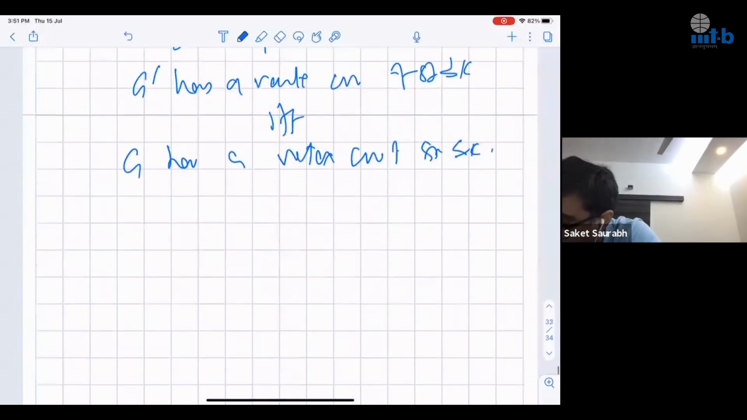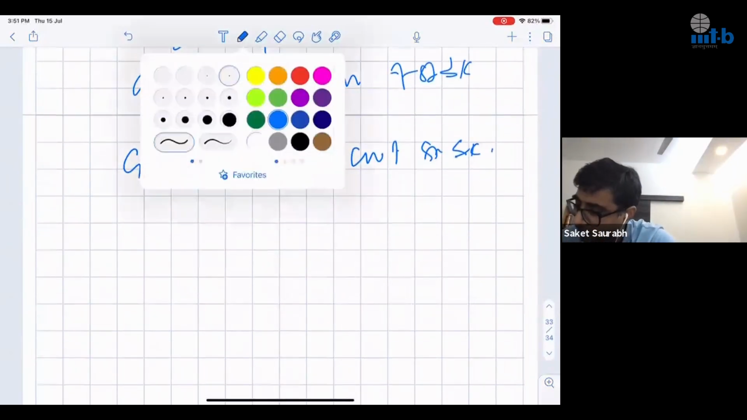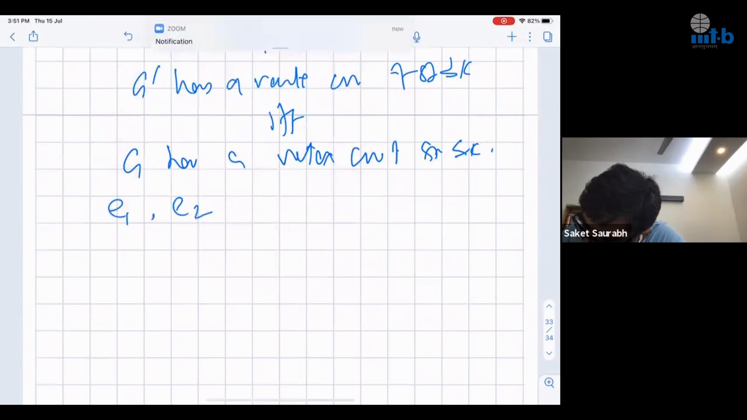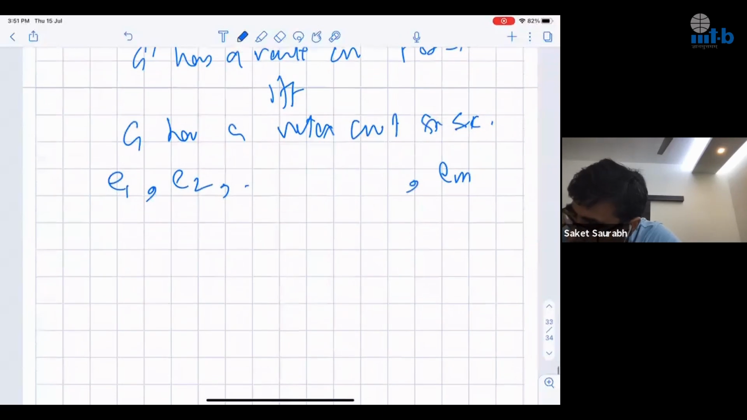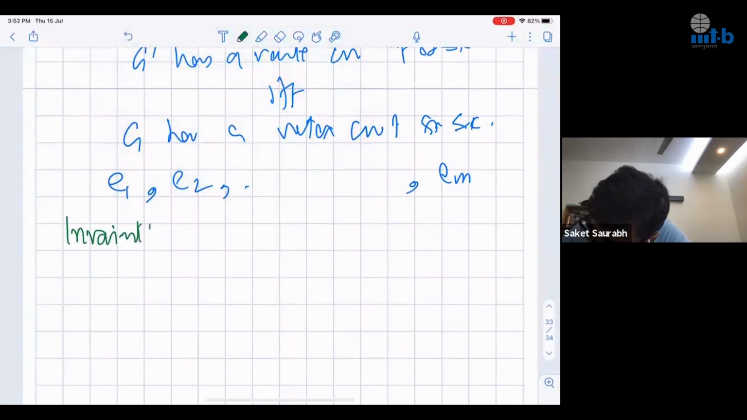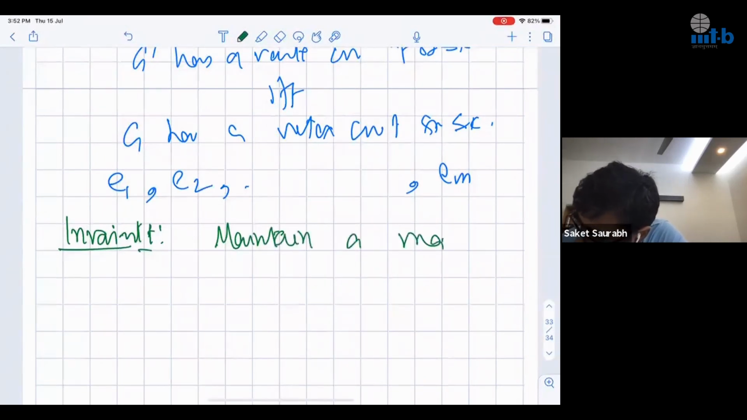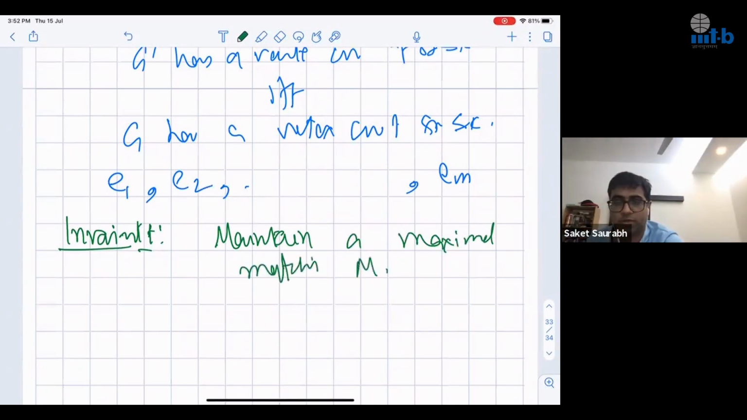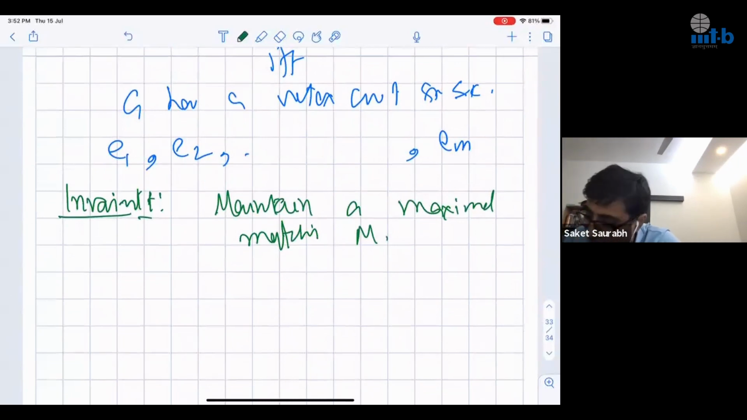Okay, so here's my algorithm. Very simple. The edges E1, E2, up to EM are coming. I'm going to maintain an invariant. What is my invariant? Maintain a maximal matching M. This is what I will store. In the beginning, M is the empty set.